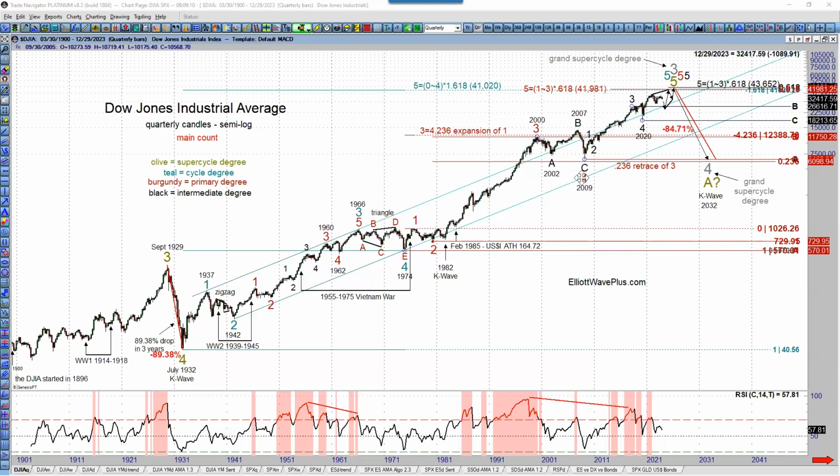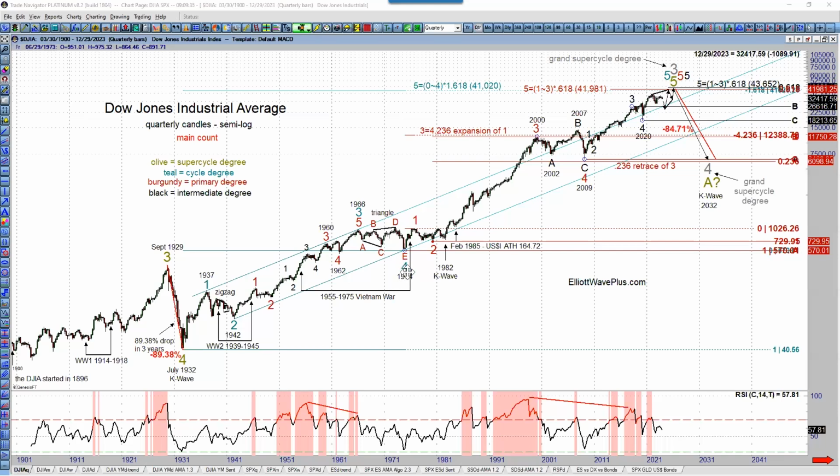And so nothing has changed on the long-term wave count whatsoever. I think that up from the 2009 low, actually up from the 1932 low in the Dow, we have a 1, 2, 3, 4, and extremely extended fifth wave underway and nearly complete, but not complete yet.